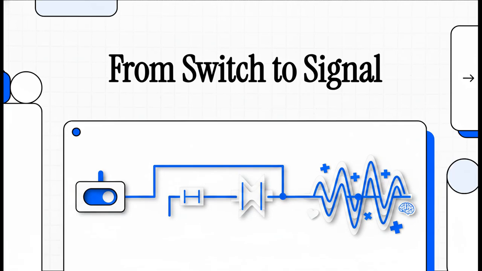All right, today we're going to go on a bit of a journey. We're starting with something as simple as a switch, and we're going to end up with circuits that can generate complex signals all by themselves. We're going to explore the absolute fundamental building blocks that make all of modern electronics, especially in a field like biomedical engineering, not just possible, but incredibly powerful.